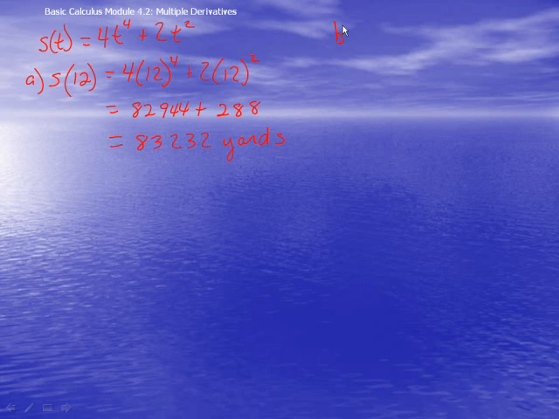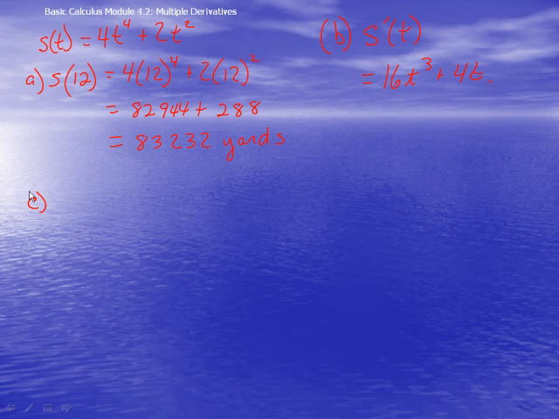Part B, we need to find s prime of t. This is much easier than the first part because all we have to do is take the derivative of s of t, which would be equal to 16t to the third power plus 4t. And so this would be the derivative of s of t.